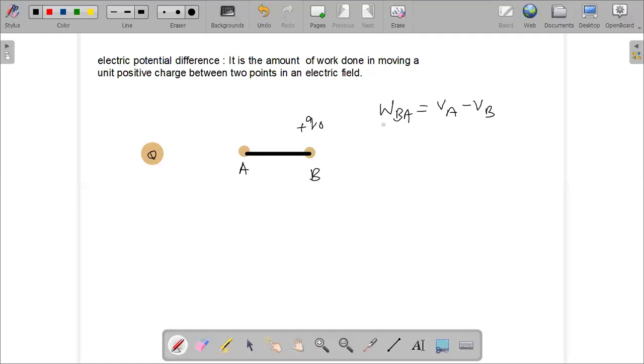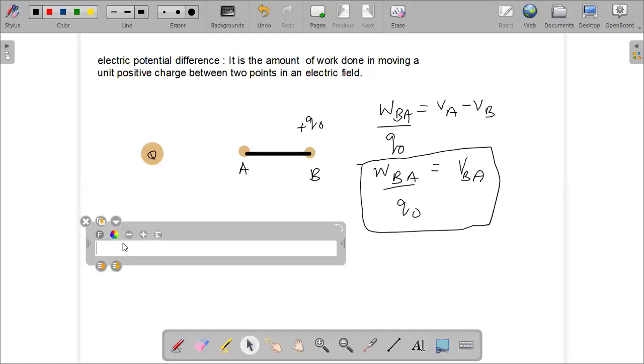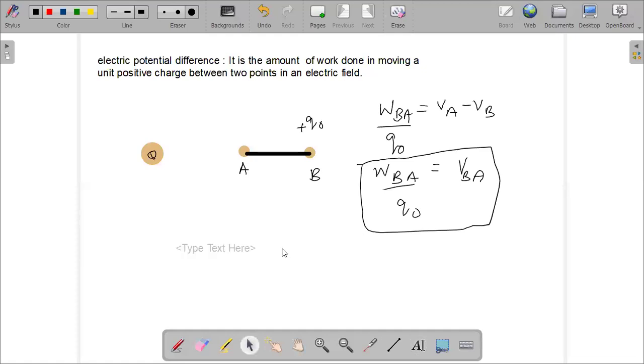So work done per unit charge, work done divided by charge, will be equal to the electric potential difference between the 2 points, which is also written as V BA. That means electric potential between B and A is equal to work done from B to A per unit charge. So this is the formula we studied yesterday. And from this, today we will try to define 1 volt. So let us try to define what is 1 volt.